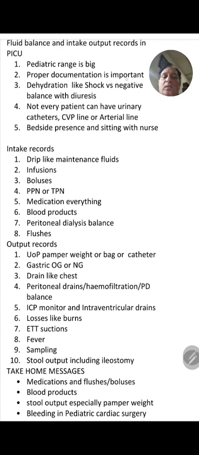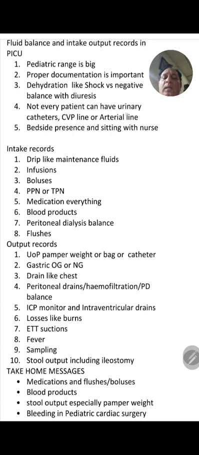Proper documentation is important for intake output record, and it is important both for dehydration, like patient with shock, even maybe because of sepsis or gastroenteritis, or in cases where we need to get negative balance with diuresis, and especially if we are looking for less chest wall edema and pre-extubation diuresis.